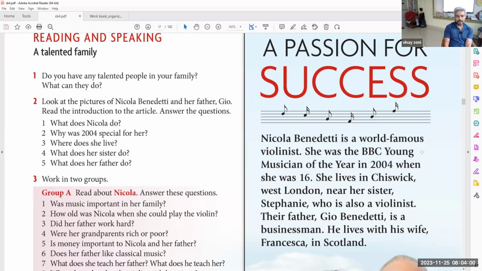Okay, I talked about my family. Your turn. I'll give you a couple of minutes. You guys talk to each other and talk about your family members, if they have any talent, what they can do and stuff like that. Are we ready, guys? Yes, sir. Okay. All right, let's go and talk about our family, actually.